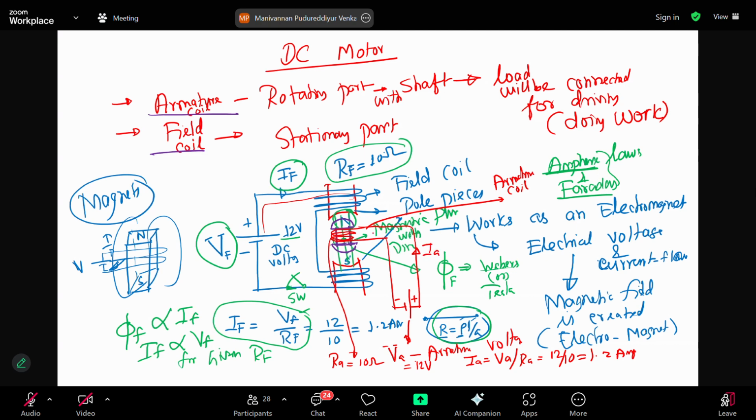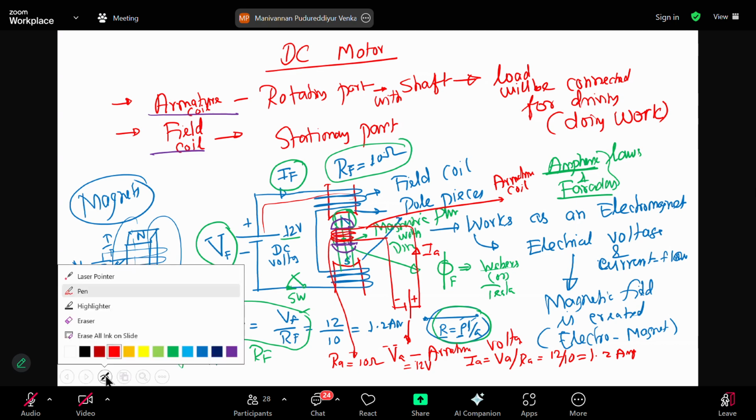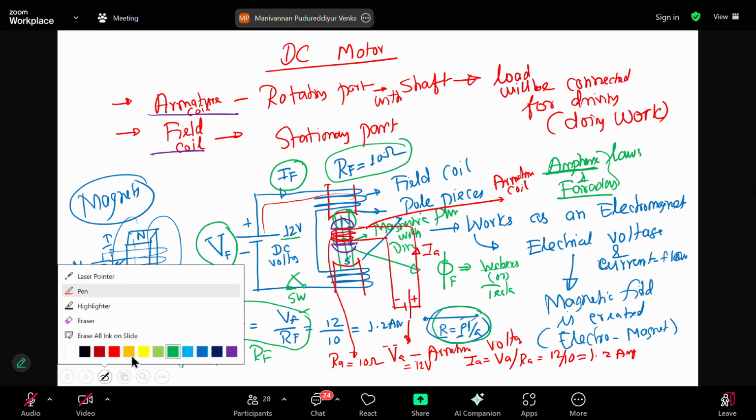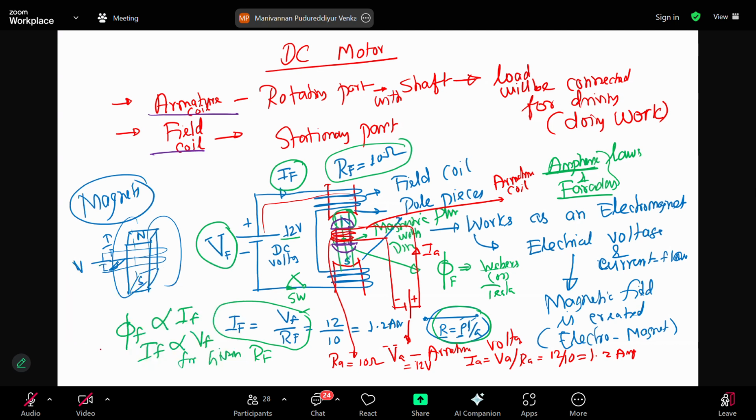This I call IA, and it enters the coil. Once the current goes through the coil, which is wound over the armature core made of magnetic material, an electromagnet is formed. So that electromagnet, let me use some other bright color. This is the north pole, this is the south pole. Please see that I am circling the north and south pole.